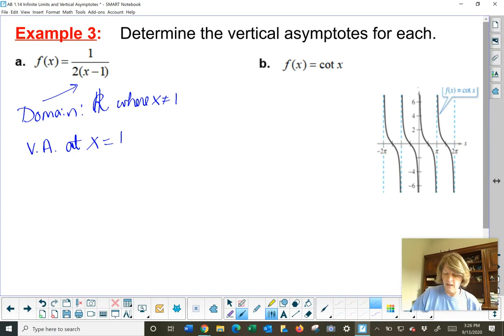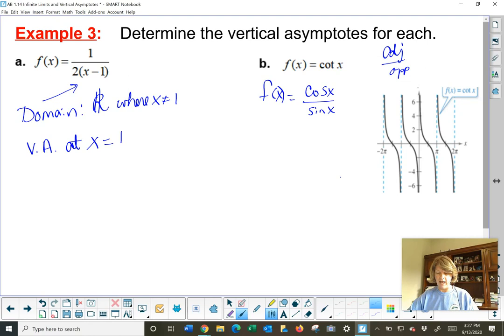When I look at cotan, well, let's expand the cotan function. Cotan is, okay, tangent is opposite over adjacent. So cotan is adjacent over opposite. Been a while since I've worked with cotan. And that means I'm going to have cosine x over sine x. Is the same thing as cotan x.